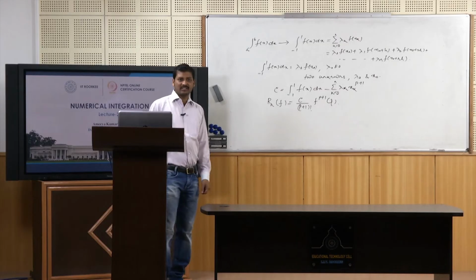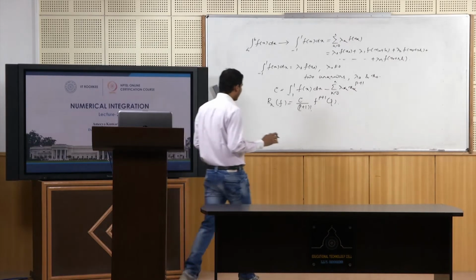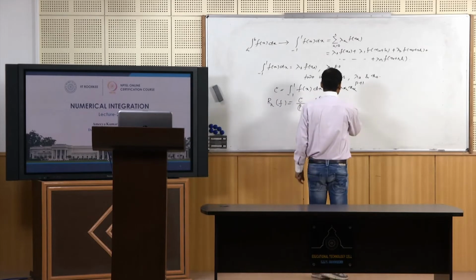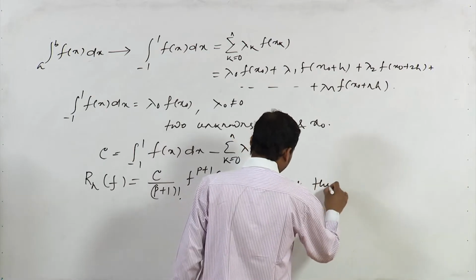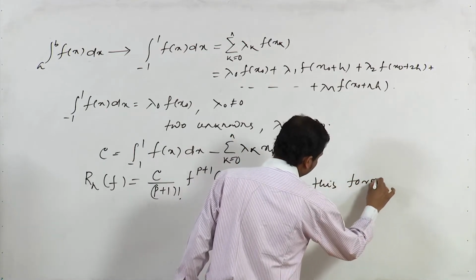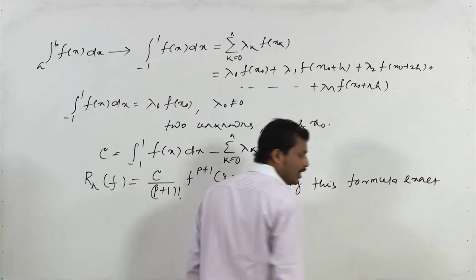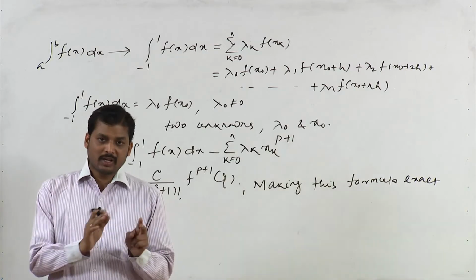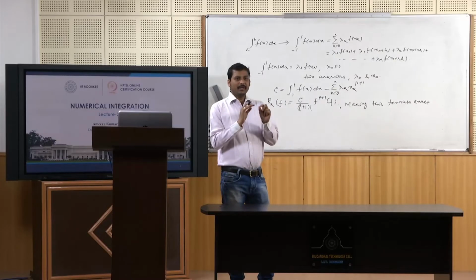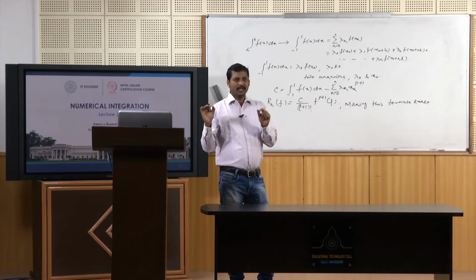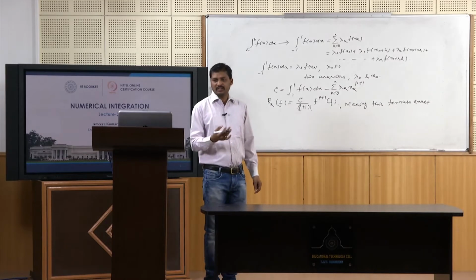And if you go for the calculation of the coefficients like lambda 0 and x 0, then making this formula exact means that the error term should be 0. Since I have already explained that we have to consider this formula exact for polynomials of order p, if p equals 0, 1, 2 up to p, it will give the exact solution. This means that the 0 value we can obtain here.